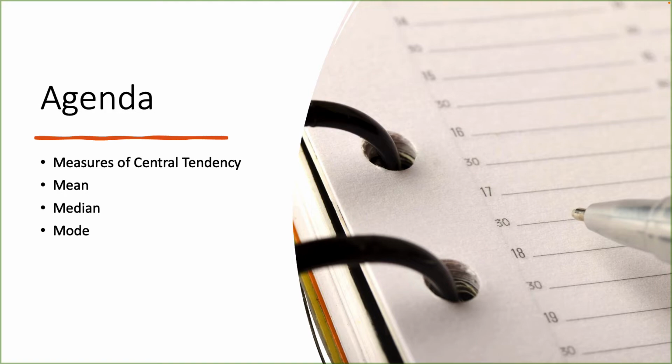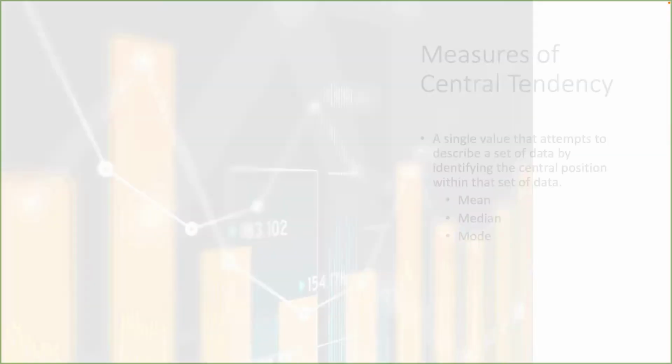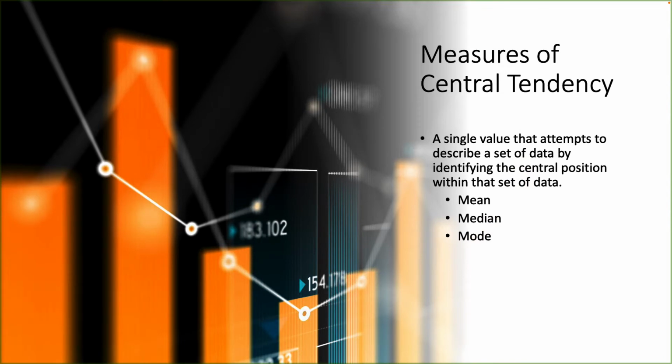So let's get started. Now let's start by understanding measures of central tendency. What exactly is this? A measure of central tendency is a single value that attempts to describe a data set by identifying the central position within the data. That means I'm attempting to find a single value which will describe my entire data set, and this single value is the central position for a given data.